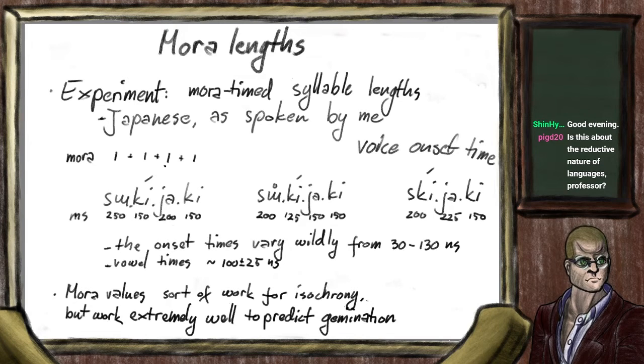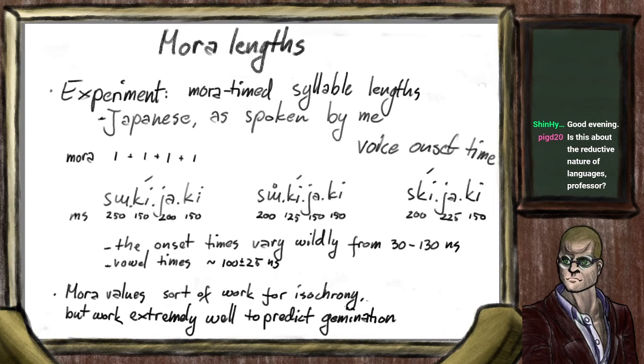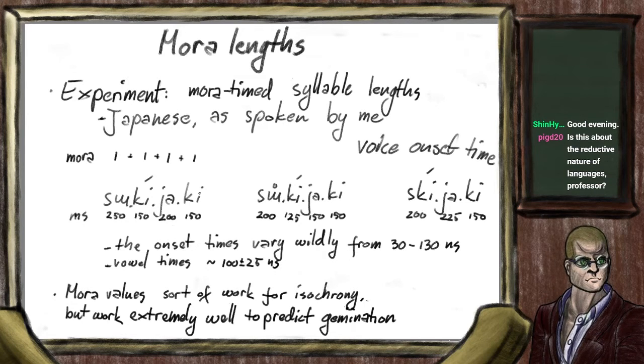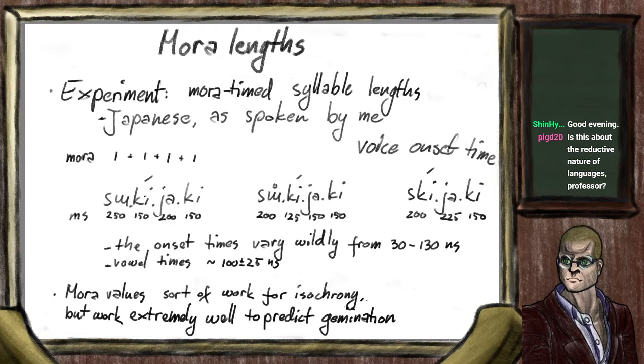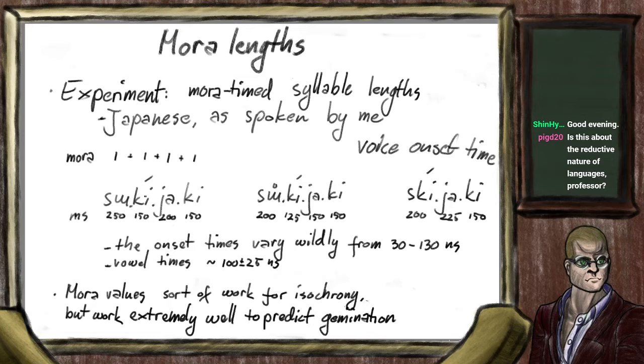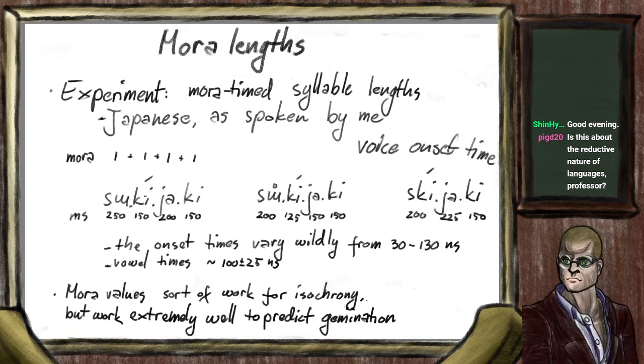So, getting back to the actual topic, here we have sukiyaki that should ideally be equally long, but this is not the case. The vowels themselves are actually within, say, 20% of each other. So for what is actually being counted, the vowels themselves, the Mora values are more or less correct, but they aren't an accurate representation of how much time the entire syllable takes to pronounce.